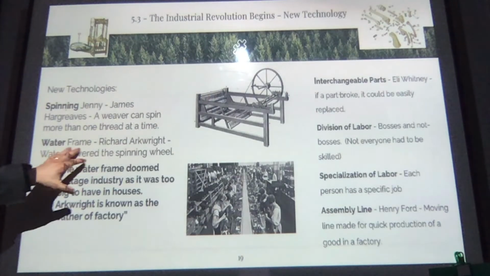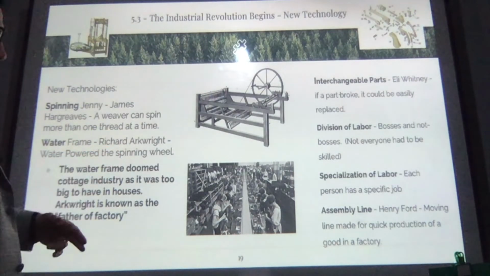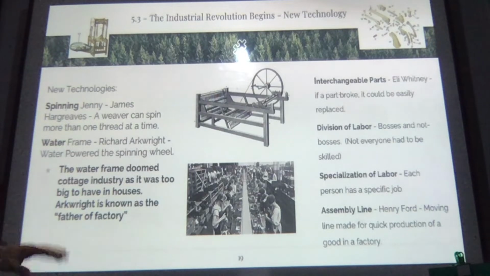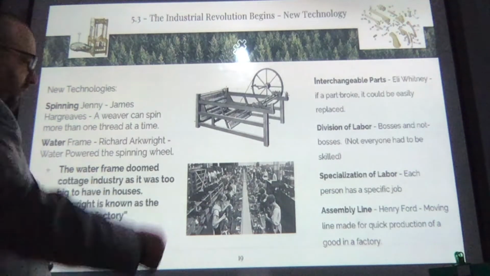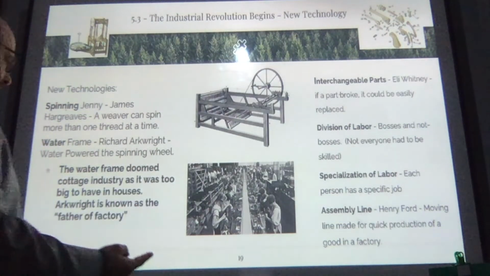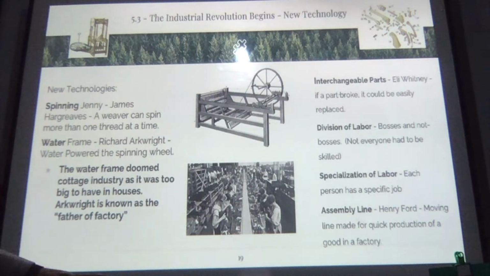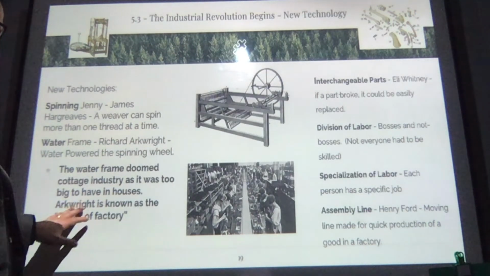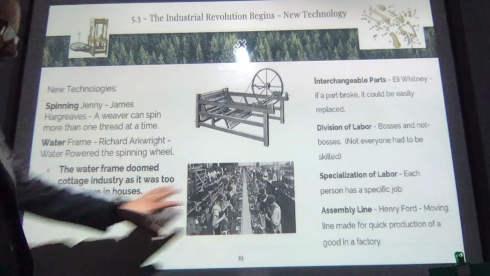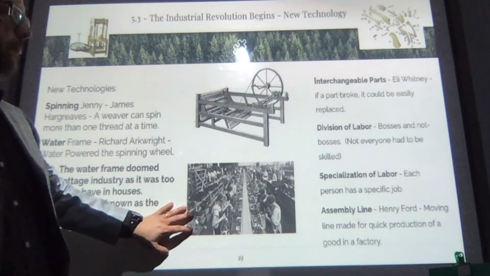The water frame, people actually realize that water power is really efficient. And Richard Arkwright invented that, a water-powered spinning wheel, which means production is even greater. And the water frame really killed the cottage industry. It doomed it. It was too big to have in houses, and Richard Arkwright, he's now known as the father of the factory, which you can see pictured here.